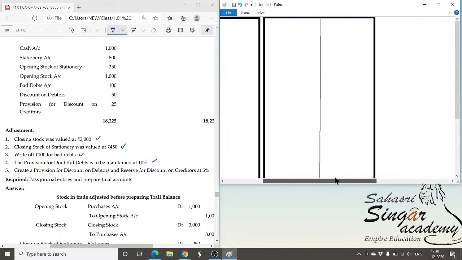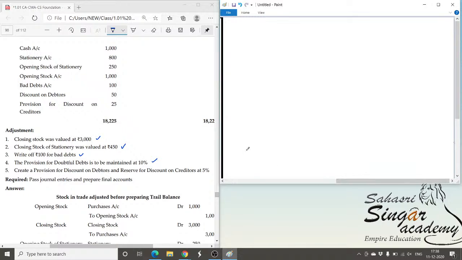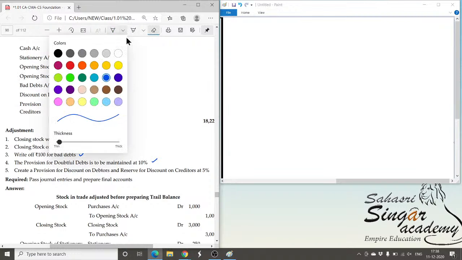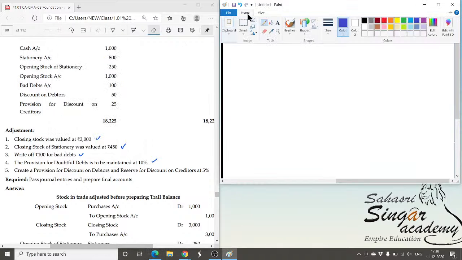Right. In the previous class, we have already learned the method of passing the journal entry for adjustments of opening stock and closing stock. Let me now proceed here. Here is the opening stock. For this, the journal entry will be, let me get the journal entry for the opening stock. Usually the journal entry for the opening stock is nothing but adjustment of opening stock in purchases. We have already seen in the previous class.